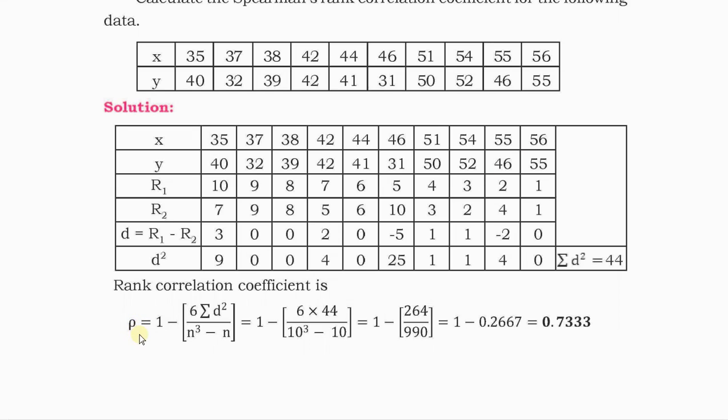Now we write the formula rho is equal to 1 minus 6 into summation of d square divided by n cube minus n. That is 1 minus 6 into 44 divided by 10 cube minus 10, which is 1 minus 264 divided by 990, which is 1 minus 0.2667, which is nothing but 0.7333. So here again the value is a positive number and it is greater than 0.5. So we have to interpret the answer as the correlation between x and y is positive, higher degree positive. Okay, so this is how rank correlation can be computed.